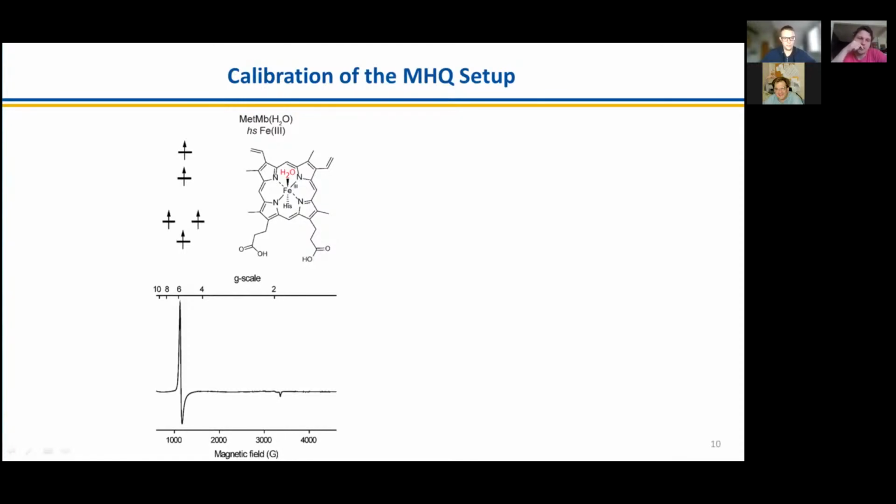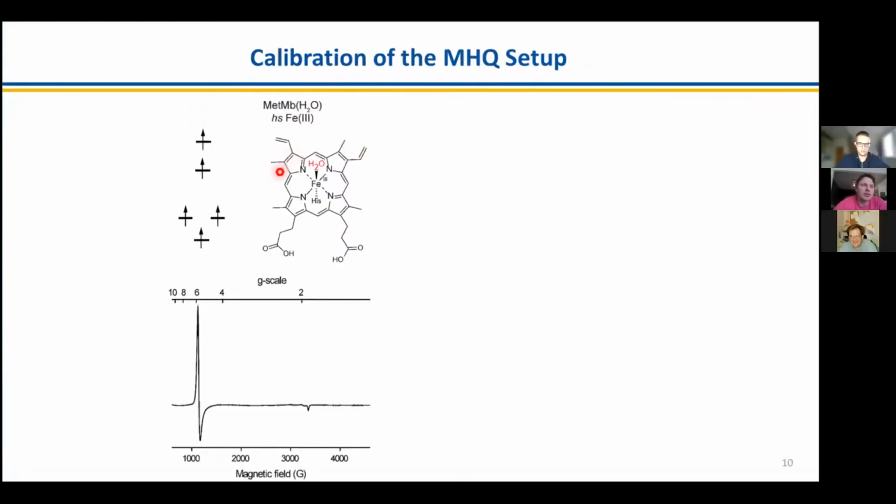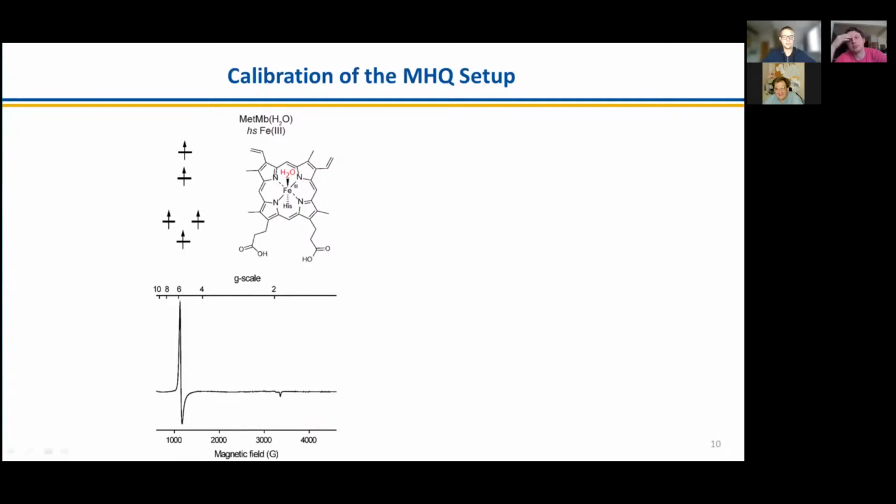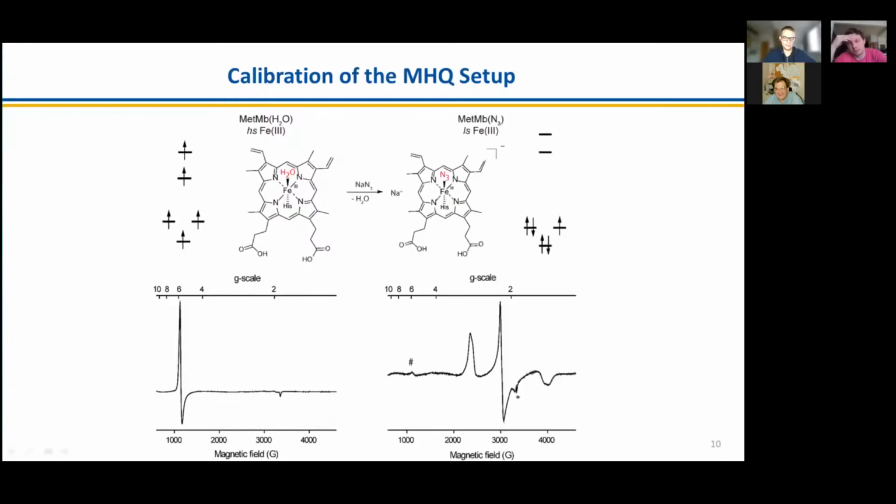So as myoglobin is in its apo state, we have a high-spin complex. So iron 3 is in the high-spin state, which gives rise to an axial CW EPR spectrum. This is what we see here. It's an X-band. So if we now add sodium azide, the spin state changes as we have a binding of the azide ion here and displacement of the H2O ligand, such that we get an orthorhombic EPR spectrum. As we can see here, they are markedly different.